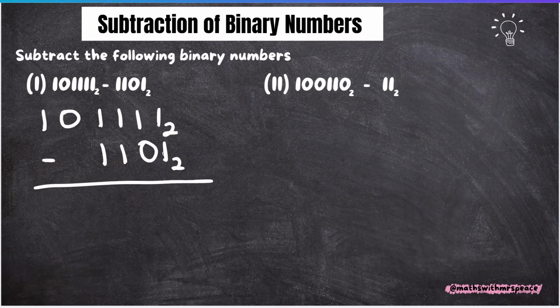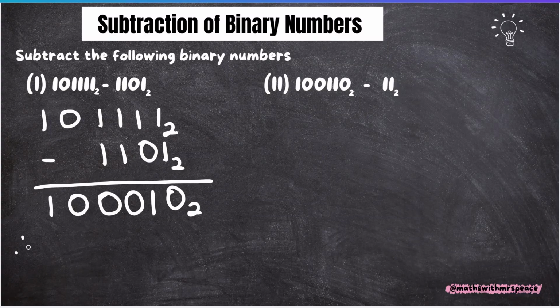1 minus 1 will give us 0. 1 minus 0 will give us 1. 1 minus 1 will give us 0. 1 minus 1 will give us 0. And then since we don't have any digits left here, we'll just bring down these two digits, 1 and 0. So we have 0 and 1 in base 2.